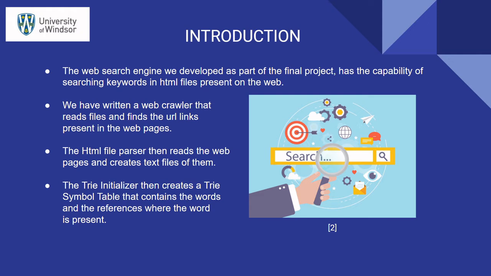So now let us get started with the brief introduction about the project. The web search engine that we have developed is a part of the final project for our course, and it has the capability of searching words in HTML files present on the web. As a part of features, we have written a web crawler that reads files and finds the URL links present in the web pages. The HTML file parser then reads the web pages that were created and creates text files of them. The try initializer then creates a try symbol table that contains the words and the references where the word is present.